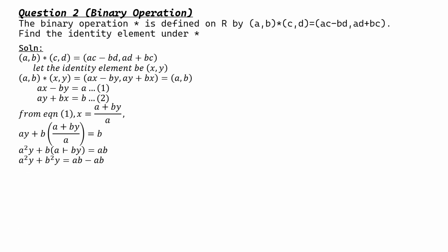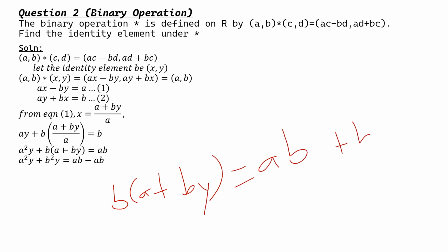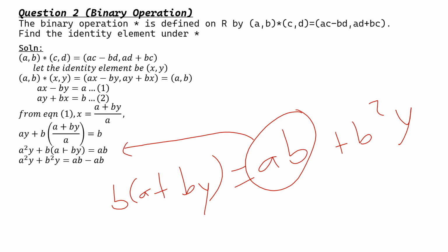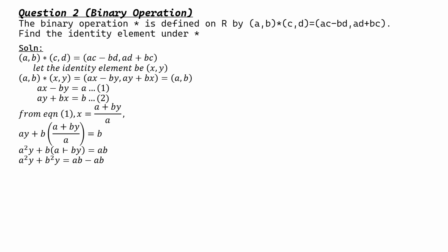When we do this, we can open up. So for the b multiplying a plus by, we have ab plus b squared y. Now this ab can see his brother on this side, so he'd like to go and join him. But when he does that, the sign has to change so that he'll be able to adjust himself to his new situation, a new environment he finds himself in. So we have a squared y plus b squared y equals ab minus ab. And we know that is 0.